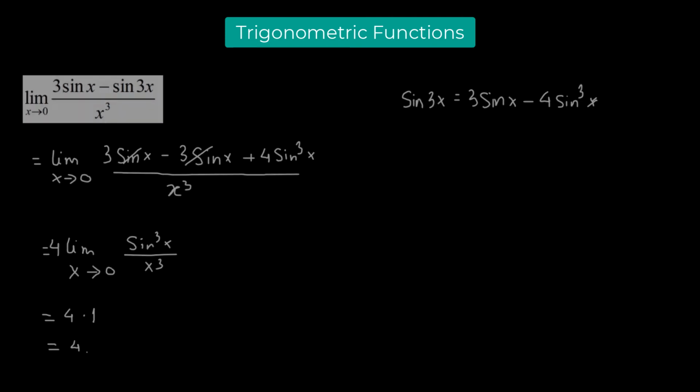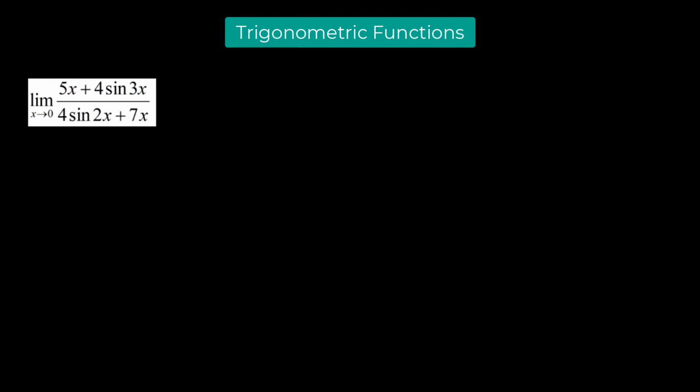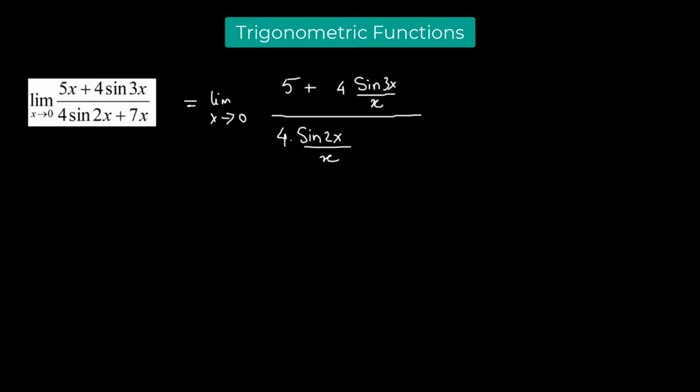Let us do another problem. Here we have another trigonometric function, 5x plus 4 sine 3x divided by 4 sine 2x plus 7x. We have to find its limiting value when x approaches 0. Let us begin by dividing the numerator and the denominator by x. So we have limit x approaching 0, 5x over x is 5, plus 4 times sine 3x over x, whole divided by 4 times sine 2x over x plus 7x over x, which is simply going to give us 7.